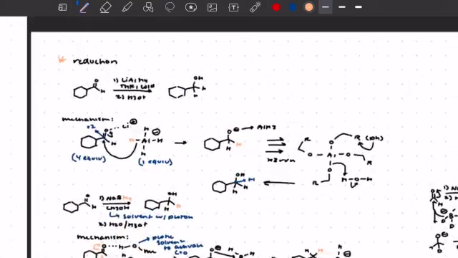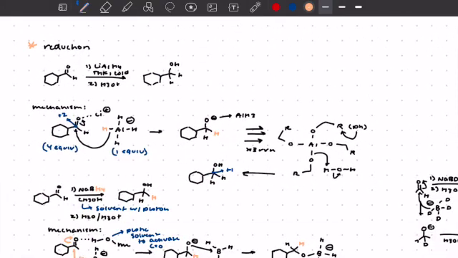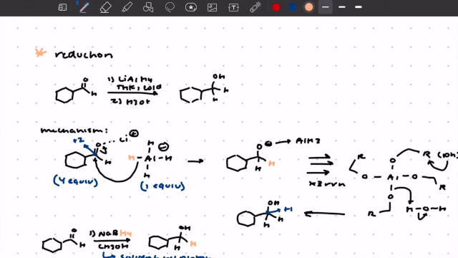Next is reduction. I think this is the most popular way to go from a ketone or aldehyde to an alcohol. The mechanism isn't very straightforward, but as long as you know the reagents that you're working with, you'll have a good concept of what the ending product will look like. So in this first reaction, we're going to take a look at lithium aluminum hydride and its use as a reducing agent in solvent THF in cold conditions.